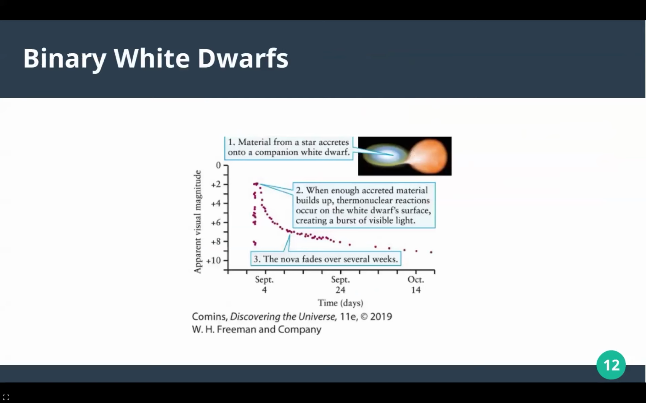It is caused by material from a star accreted onto a companion white dwarf. When enough accreted material builds up, thermonuclear reactions occur on the white dwarf surface, creating a burst of visible light. The nova then fades over several weeks.